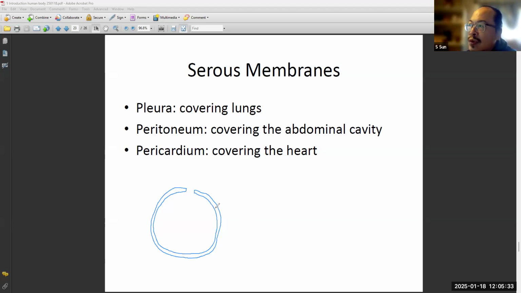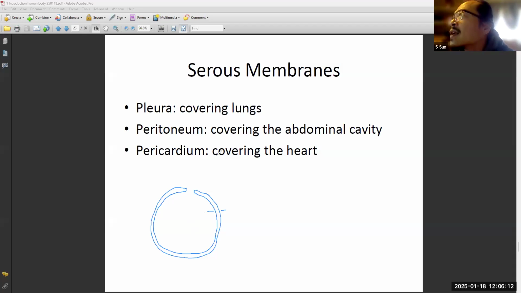So the membrane has two layers, and here you can put your abdominal organs inside, you can put your lung inside, you can put your heart inside. If this is the lung, this is pleura. If these are the abdominal organs, this is called peritoneum. If this is the heart, we call it pericardium. This membrane has two sides, and the side facing the organs we call visceral.